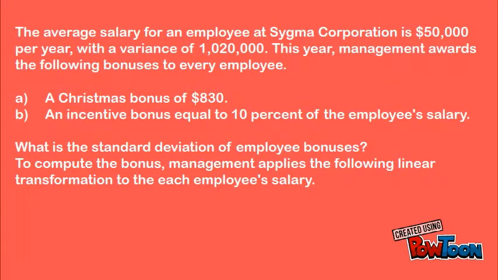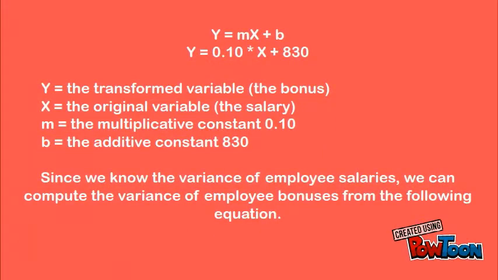Let's explain this with an example. If an employee at Sigma Corporation has a salary of 50,000 euros and a variance of 1,020,000 euros, and a Christmas bonus of 830 euros and an incentive bonus of 10%, they ask us for the standard deviation. What do we have to do? We have to find y, which is 0.10 times x plus 830. Since we know the variance of the employee's salaries, we can compute the variance of the employee's bonuses from the following equation.